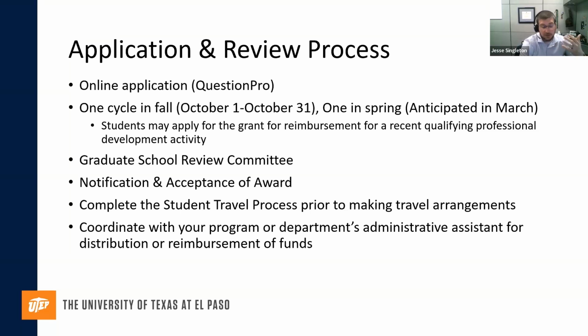And then for the future, make sure you follow the student travel process and come back to us and apply in the future. We'd love to have that application. But again, follow that student travel process.